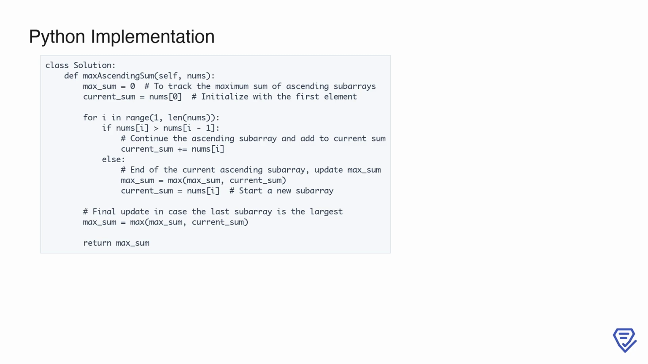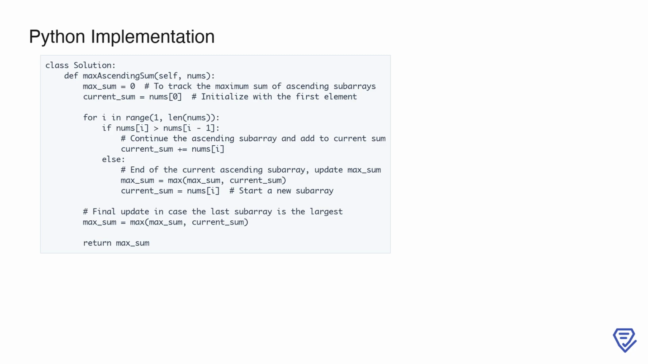The for loop iterates from the second element to the end of the list. For each element at index i, it checks if the current number nums[i] is greater than the previous number nums[i-1]. If true, it indicates the ascending subarray continues, and we add nums[i] to current_sum. If the condition fails, the ascending subarray ends. At this point, we update max_sum by comparing it with current_sum and reset current_sum to the current number nums[i], effectively starting a new subarray.